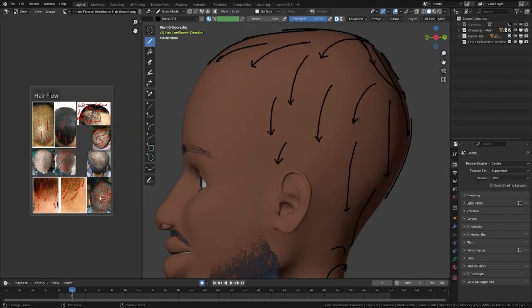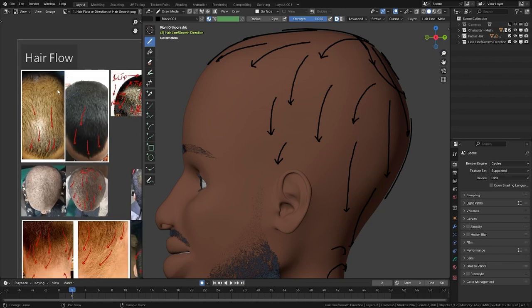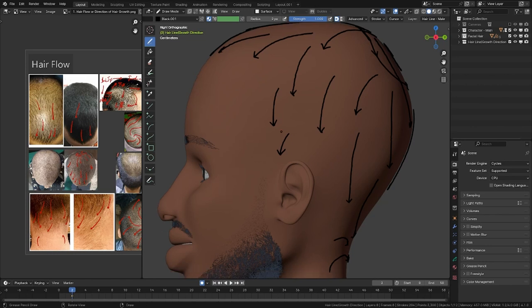So the importance of analyzing your reference on direction of hair flow is that when we are combing the hair, we must comb the hair toward the right direction of the hair and not otherwise. So this was all about direction of hair growth. So see you in the next lesson.